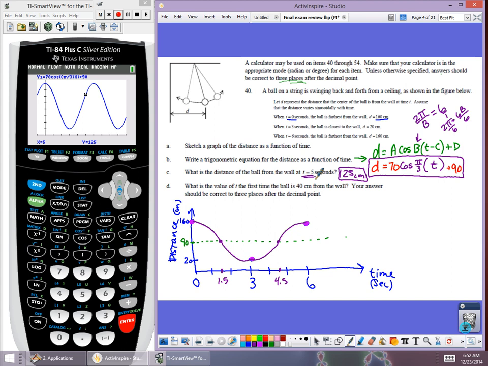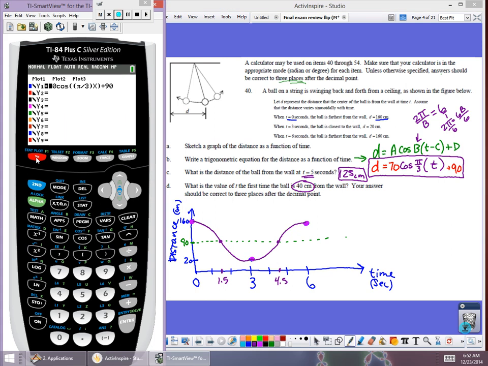But if we're given a y value or a distance value, what is the value t the first time the ball is 40 centimeters from the wall? Well, I can't type in the y and get the x out. So what I need to do is go into my y equals and draw another line. I'm going to do maybe purple. Okay, so the other line is at 40 centimeters and graph.